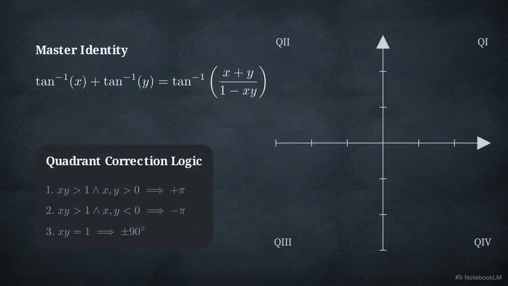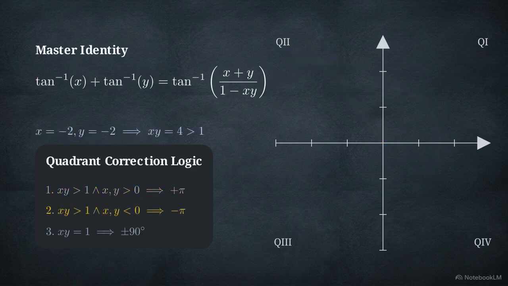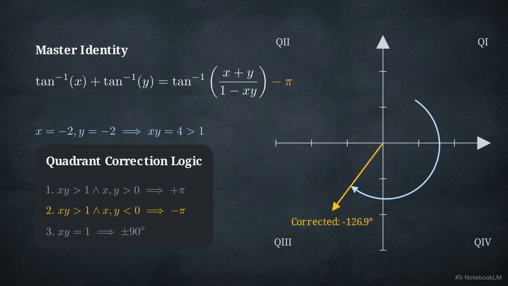If both inputs are positive and their product exceeds 1, the raw identity fails. The system must execute a positive overflow correction, adding pi to wrap the vector forward into quadrant 2. If both inputs are negative and exceed that same threshold, a negative overflow occurs. We subtract pi, wrapping the vector backward into quadrant 3 to maintain true positioning.